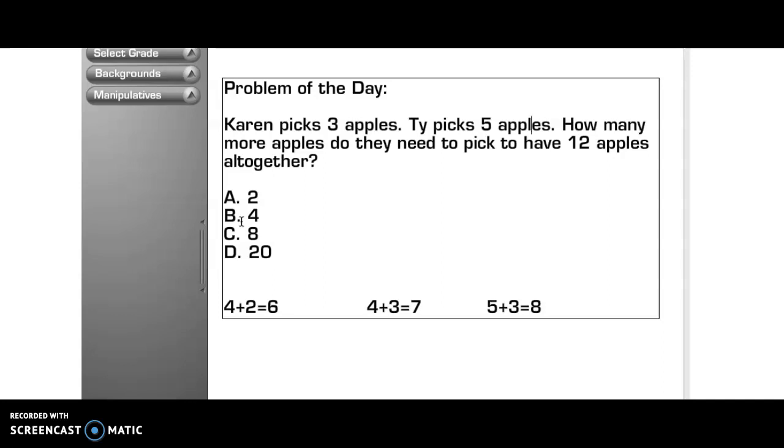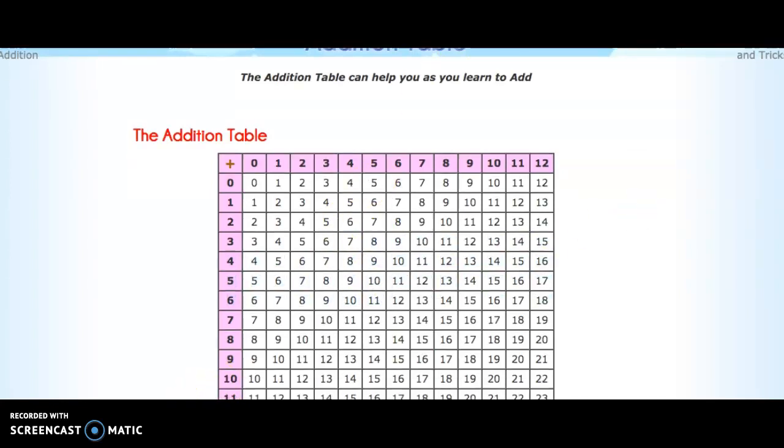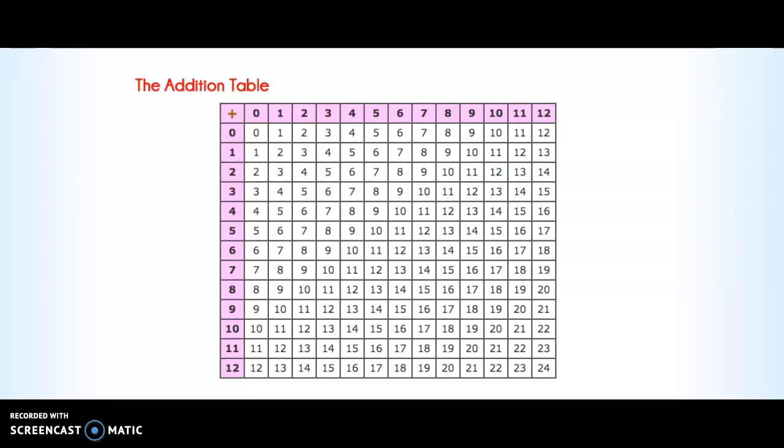Great. If you need to pause the video for more time, you may, or we will go on to the next problem. Today we're going to be working on addition problems. This is an addition table. We are going to look at patterns that we see on the addition table.